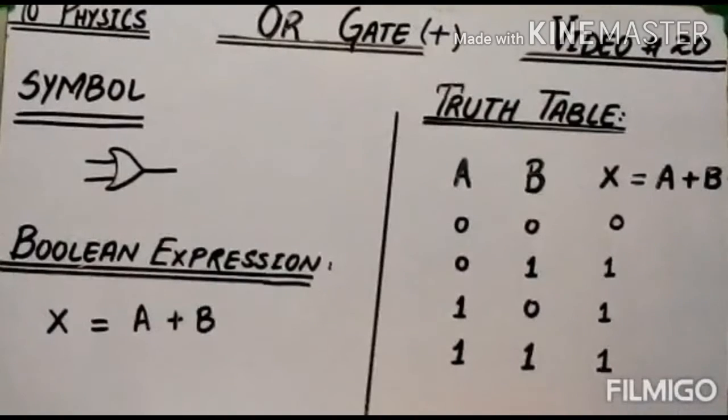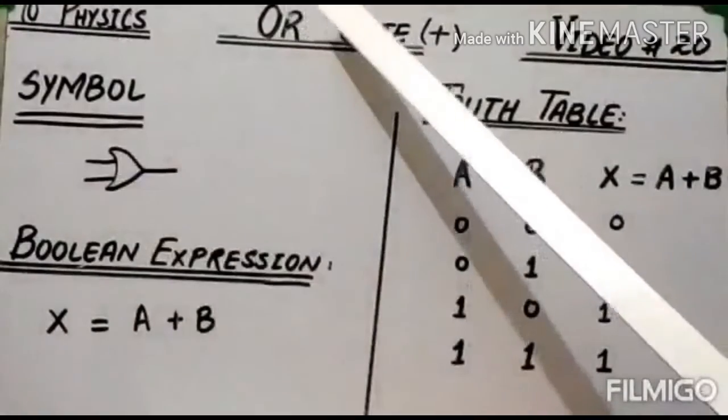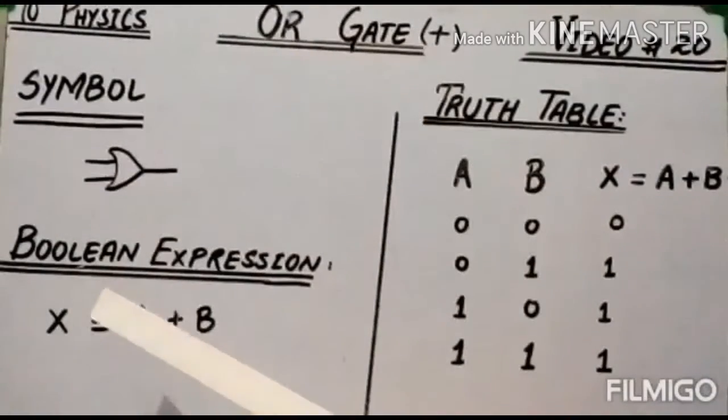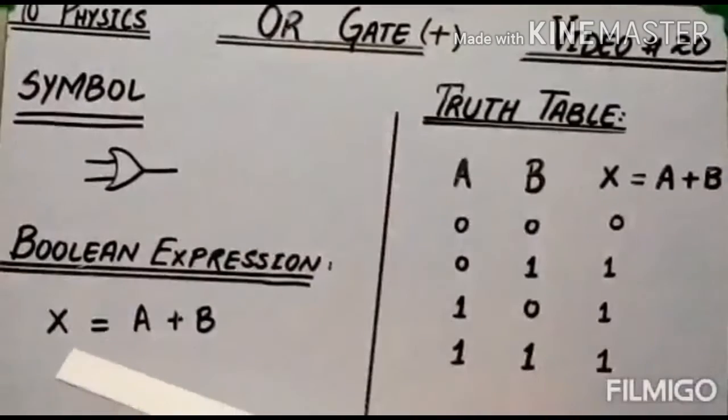Now this is the next type of the logic gate, that is called the OR gate. Here you can see the symbol. This is a curvy symbol. It shows the curve of the R. Next is the Boolean expression X equals A plus B. This plus shows the OR gate operation. It is not read as X is equal to A plus B. In logics it is said that X equals A or B.